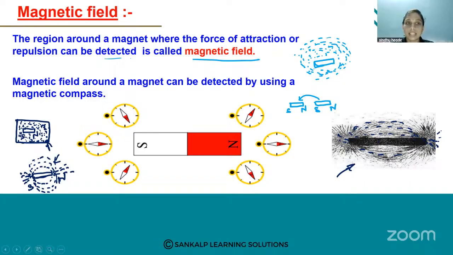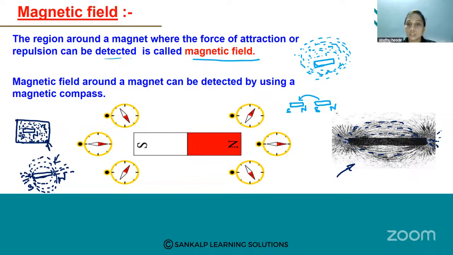Then what is the statement of the magnetic field? What does the magnetic field statement say? It says that the region around a magnet where the force of attraction or repulsion can be detected is called the magnetic field. It is called the magnetic field.